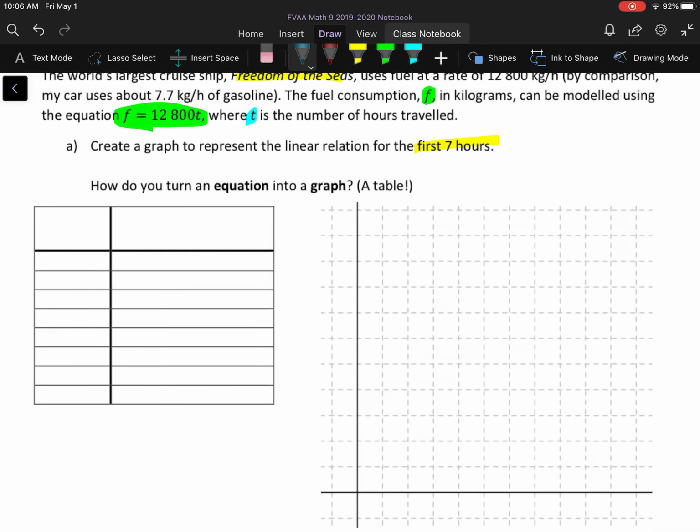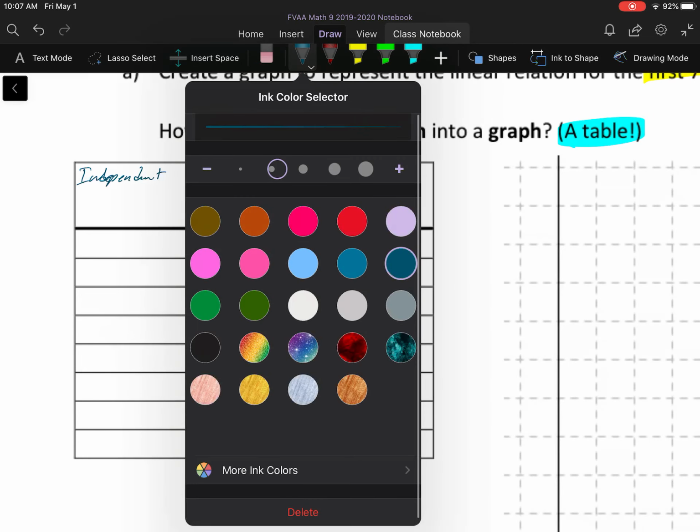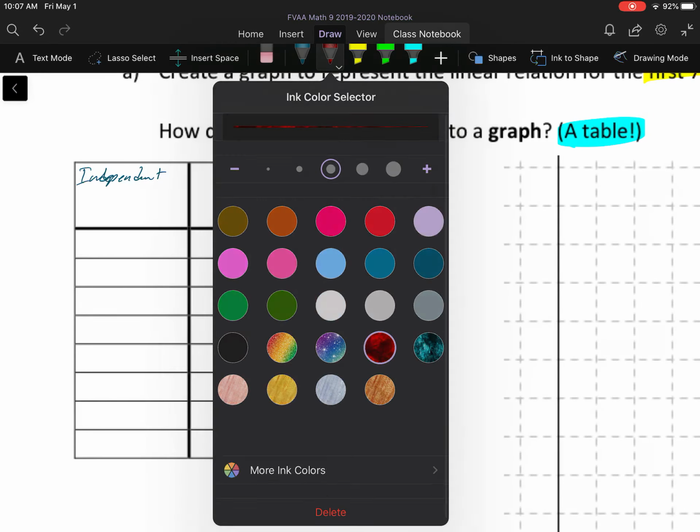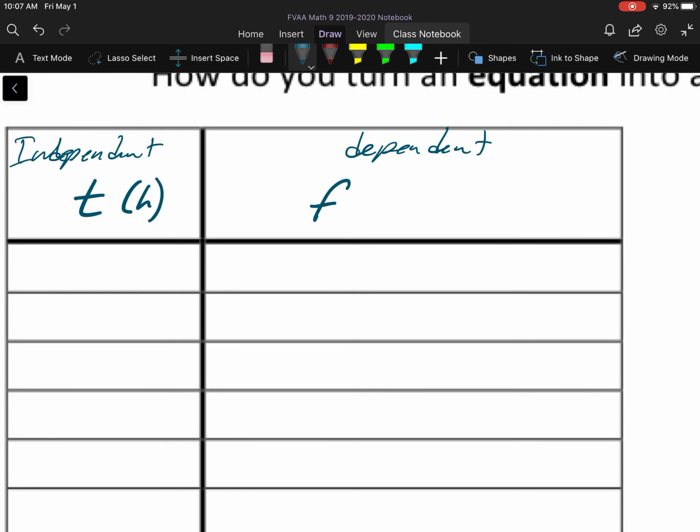So how do you turn an equation into a graph? We're going to use a table to do that. Remember, the left side of our table is our independent variable, and on the right side is our dependent variable. The independent variable is time, measured in hours, and our dependent variable is fuel consumption, measured in kilograms.